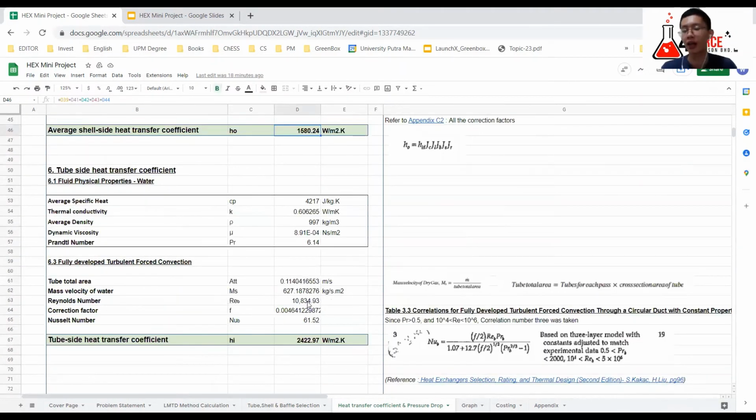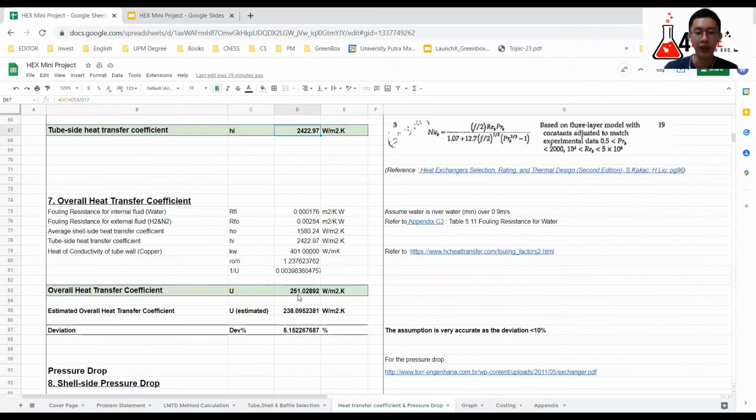Then the tube side heat transfer coefficient is quite straightforward. Then we find out the coefficient is here. Then after considering the fouling resistance and the effect of the wall, we find out that the overall heat transfer coefficient is 251, which is quite close to the estimated. Which means that our estimated heat transfer coefficient is still acceptable because the deviation is only 5%.